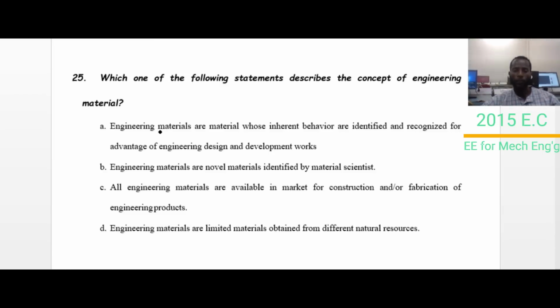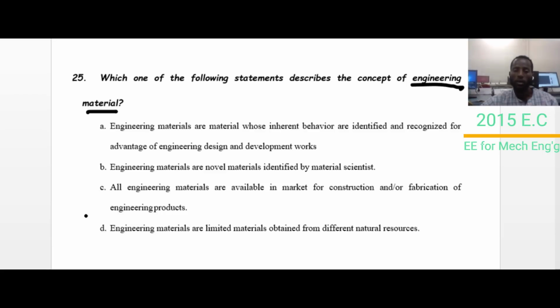Number 25. Which one of the following statements describes the concept of engineering material? A. Engineering materials are materials whose inherent behavior are identified and recognized for the advantage of engineering design and development work. B. Engineering materials are novel materials identified by the material scientist. C. All engineering materials are available in the market for construction and fabrication of engineering products. D. Engineering materials are limited materials obtained from different natural resources.